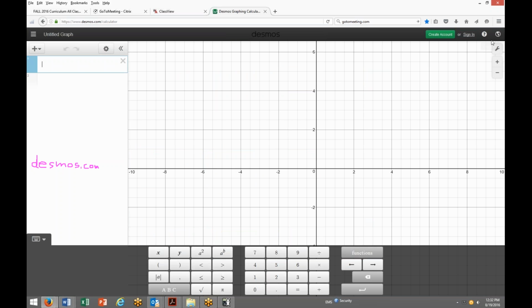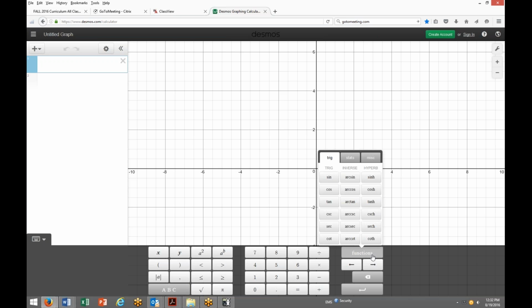As soon as you do that, let's get rid of that desmos.com here. There we go. All right, as soon as you do that, you get the coordinate plane up here in the upper right, and you get the block over here where you enter an equation to graph, and you get the nice keyboard stuff down here at the bottom, X's and Y's and symbols and numbers, operation keys, and also some really neat stuff under functions.